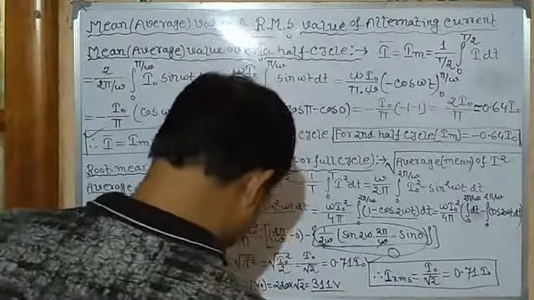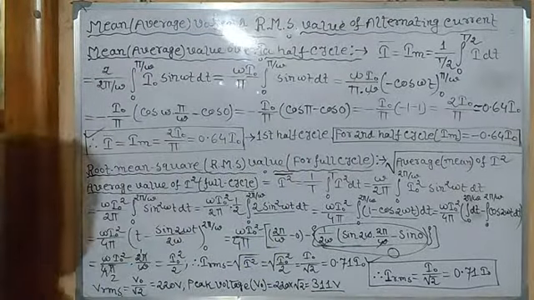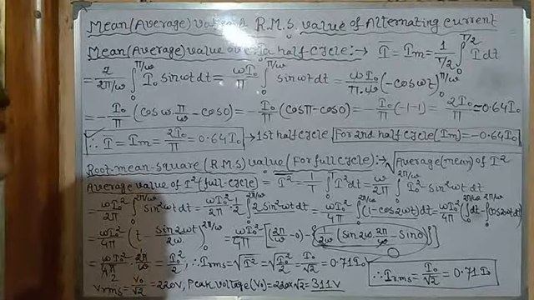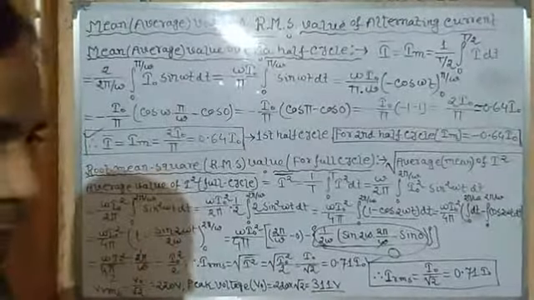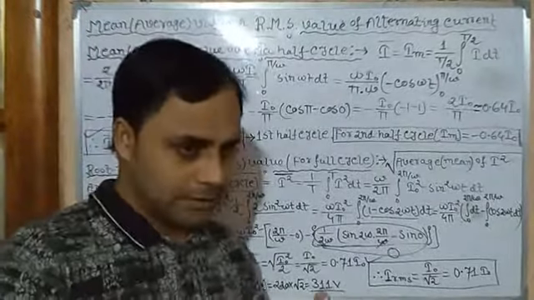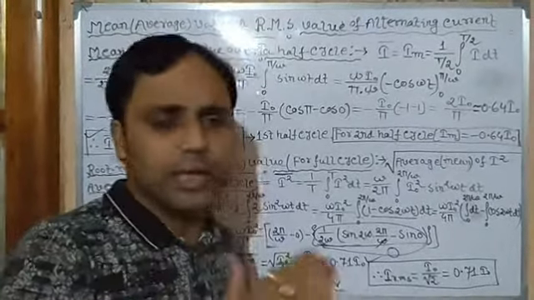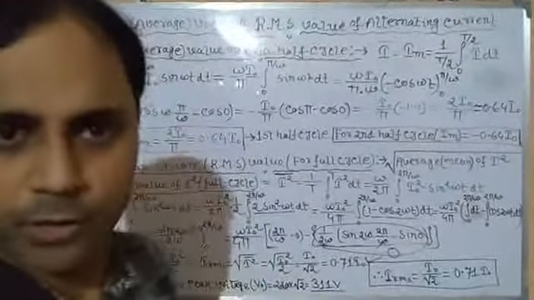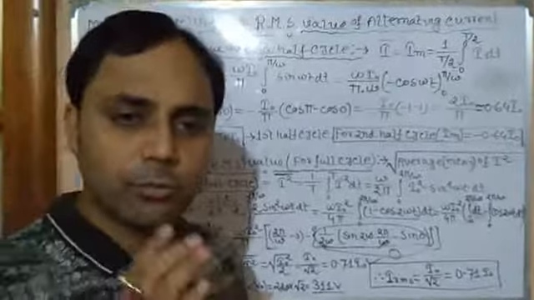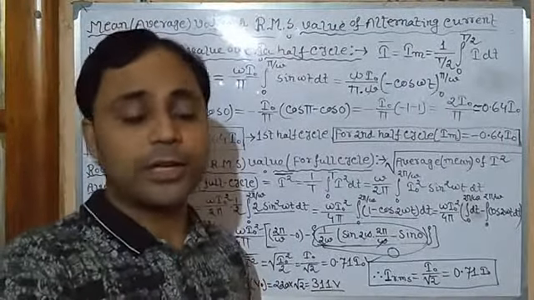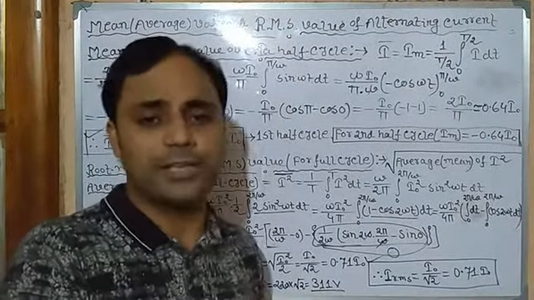Now the question arises: the Vrms voltage is 220, but what is the peak value? Maximum is 311. So there is a very common question: between AC and DC, which is more dangerous? The answer is that AC is more dangerous than DC. You can get a fatal shock from AC rather than DC.